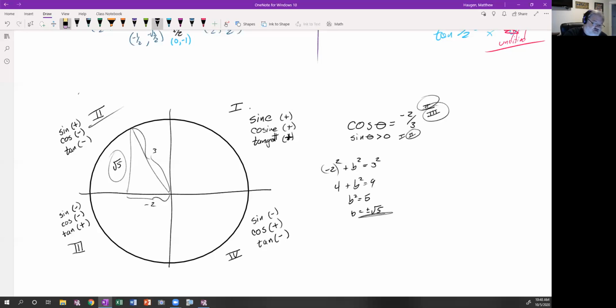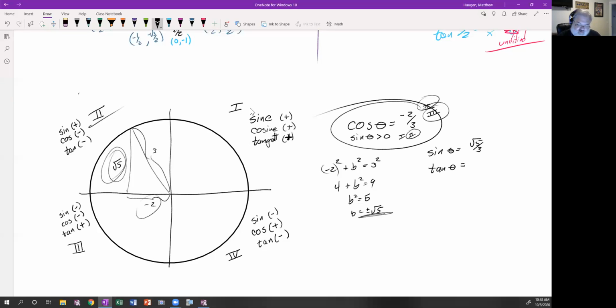So then, and this is going to be a common question pretty soon in your homeworks, if not already. Given this information, we can now say what the sine of that angle actually is. We know it's the square root of 5 over 3. And frankly, we could go and ask all of them. What's the tangent of that angle? Well, we know that's our y over x. So that's the square root of 5 over negative 2, or negative square root of 5 halves, if we want to.